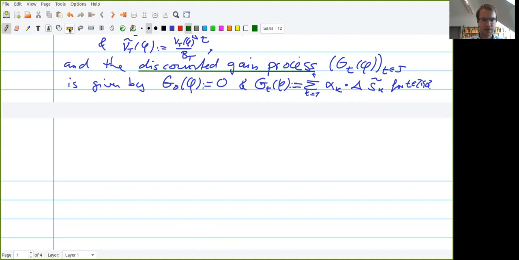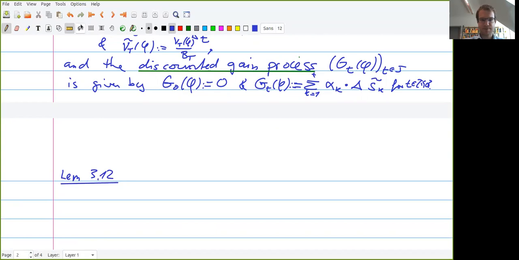First thing we want to do is understand what happens to the definitions we already formulated for the undiscounted objects with respect to the discounted ones now. So we want to understand what self-financing means in terms of discounted quantities.